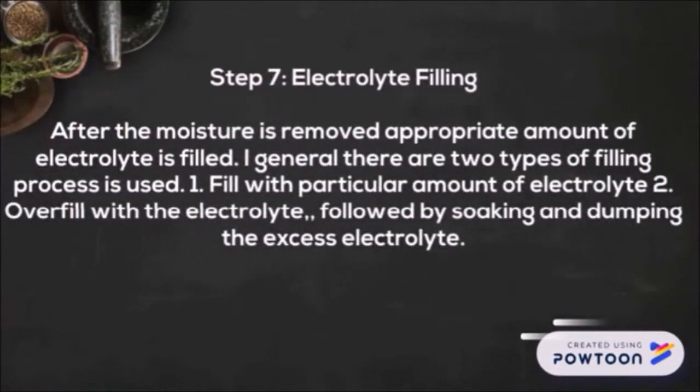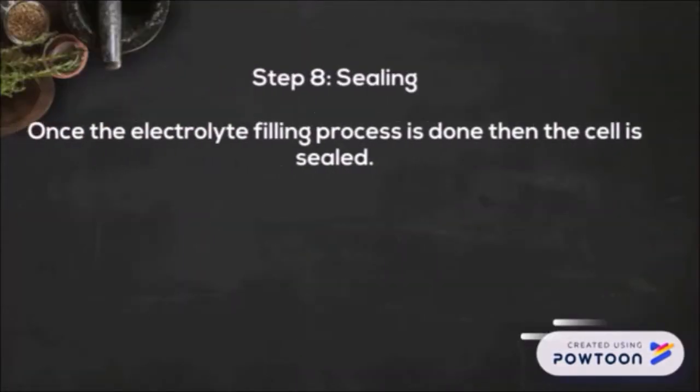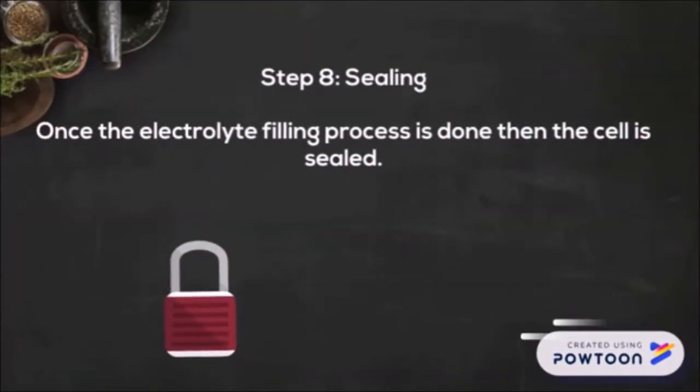Step 7 is electrolyte filling. After the moisture is removed, an appropriate amount of electrolyte is filled. In general there are 2 types of filling processes used. 1. Fill with a particular amount of electrolyte. 2. Overfill with the electrolyte, followed by soaking and dumping the excess electrolyte. Step 8 is sealing. Once the electrolyte filling process is done, the cell is sealed.